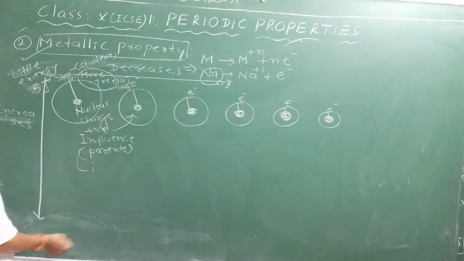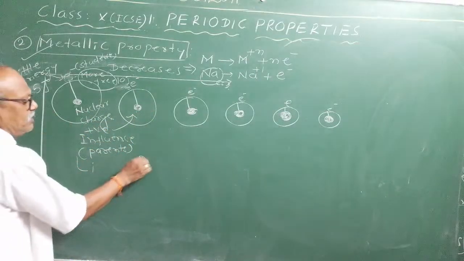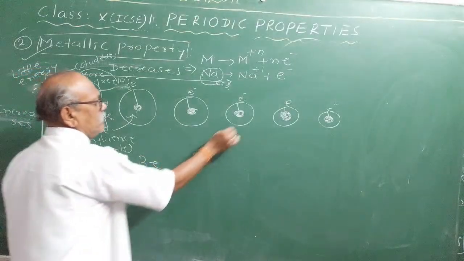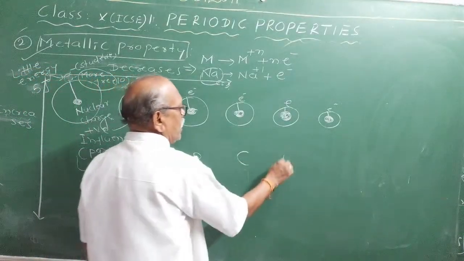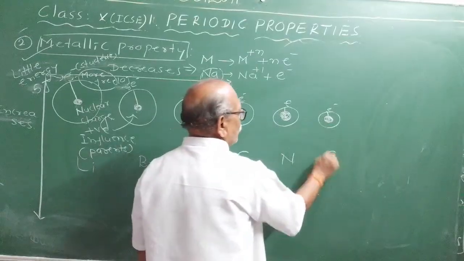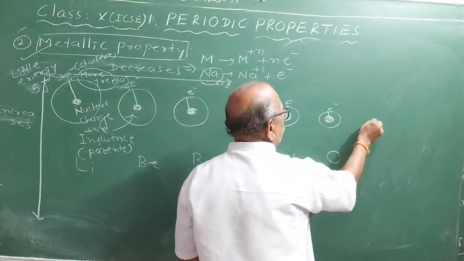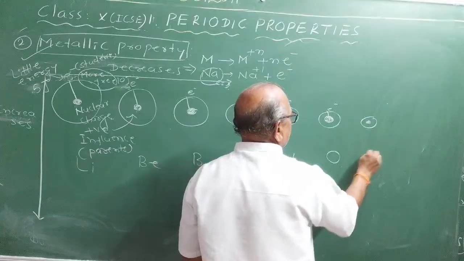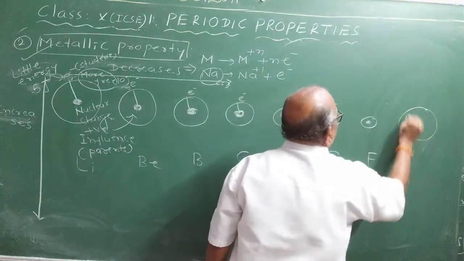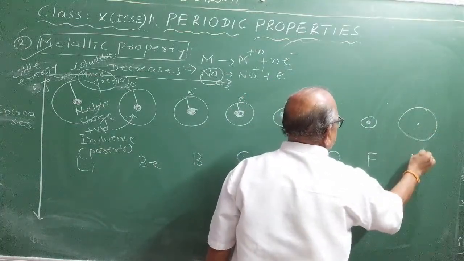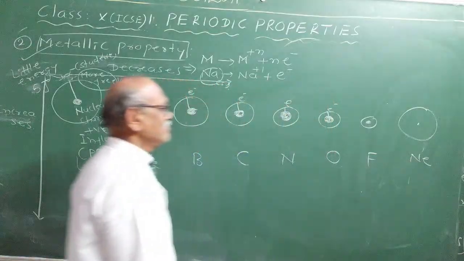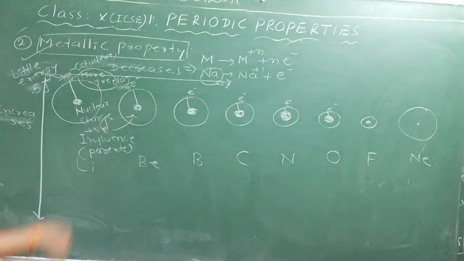Lithium is a metal, beryllium is a metal, boron is a metal, but carbon is a non-metal, nitrogen is a non-metal, oxygen is a non-metal, fluorine will have still smaller size, and suddenly inert gases become a larger size. You can observe, I explained this in the last period. I hope you are understanding the meaning.